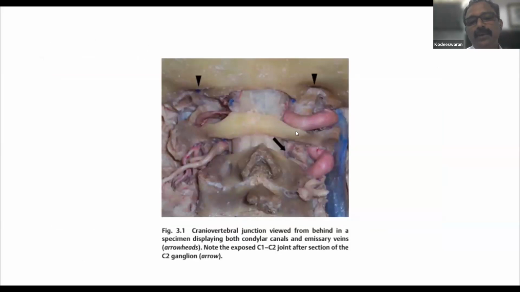So this is the C1 posterior arch, this is the C2 posterior arch. Now you can see the ganglion of C2. This is another landmark in C1, C2 fixation. Whenever you trace this C2 ganglion, just behind it we will see the lateral mass of C1 and also the superior articular facet of C2. So most of the time, we sacrifice this C2 ganglion to approach this lateral mass.